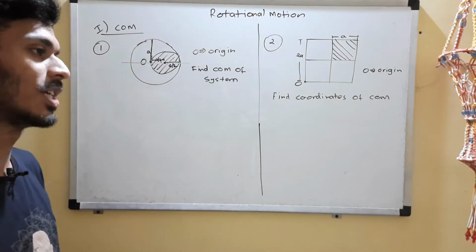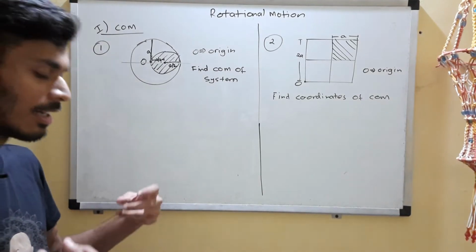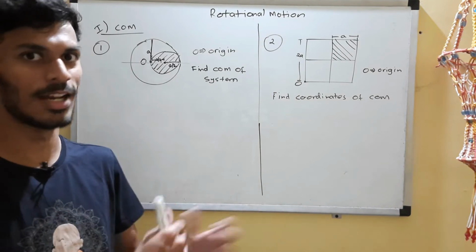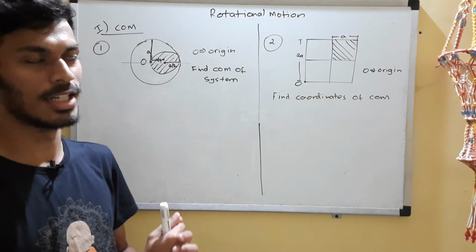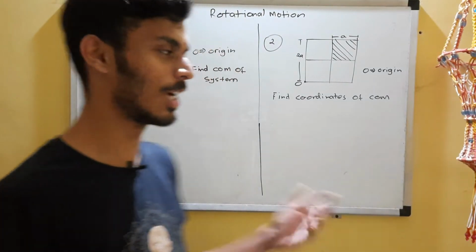Now we'll discuss questions that I saw in the sample paper, which were based on finding the coordinates of the center of mass of a system wherein you remove a certain area from that system. You'll get to know what I'm speaking of.